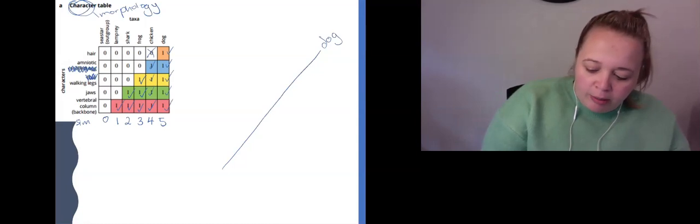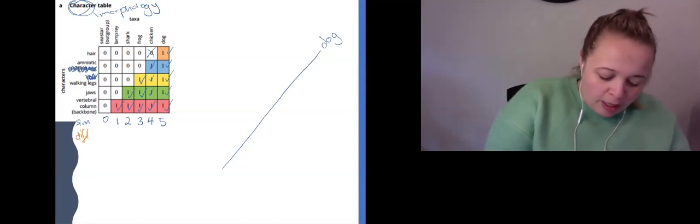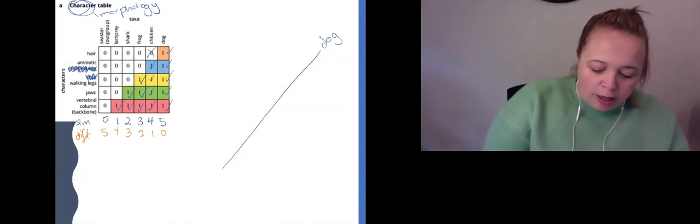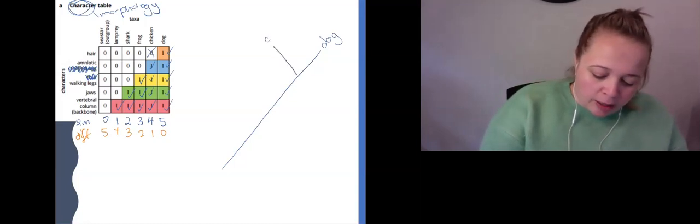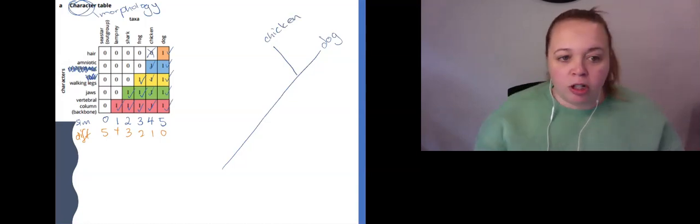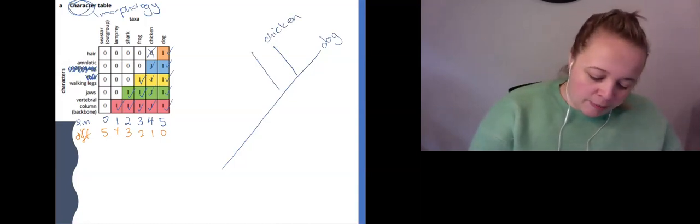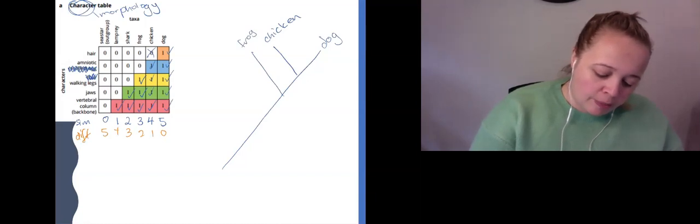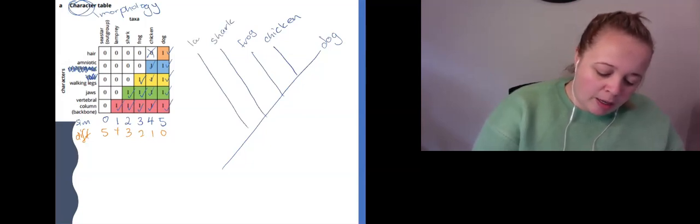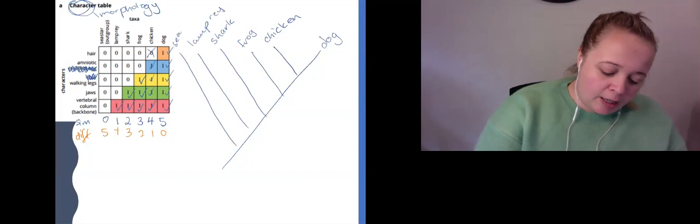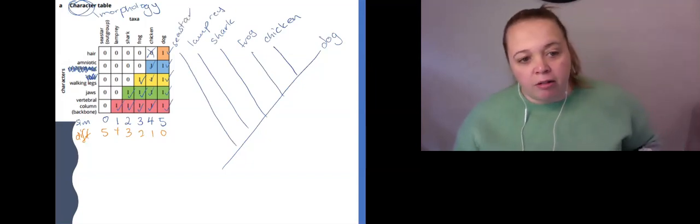Alternatively, we can also talk about the number of differences. The number of differences here are 0, 1, 2, 3, 4, 5. So the species with the least number of differences is going to be the chicken. So I just draw that line off here and say there's only 1 difference with the chicken. The next one that comes along in this table is the frog, because it has 2 differences. The shark has 3 differences. The lamprey has 4 differences, and the sea star has 5 differences out of the characteristics that I chose.